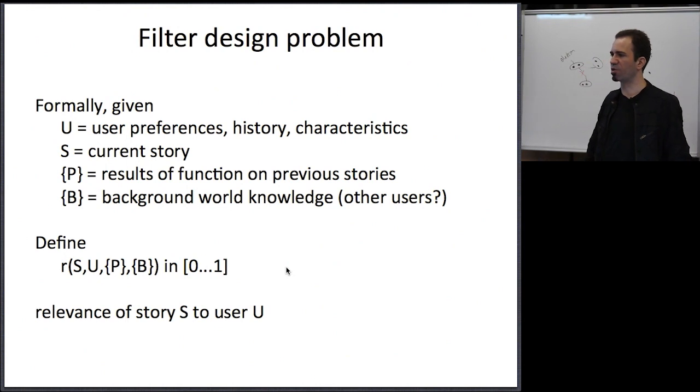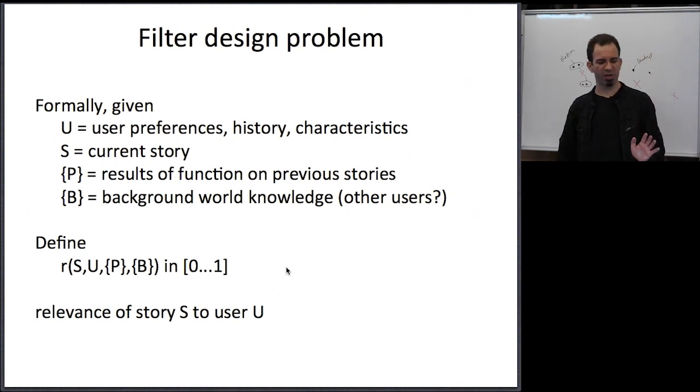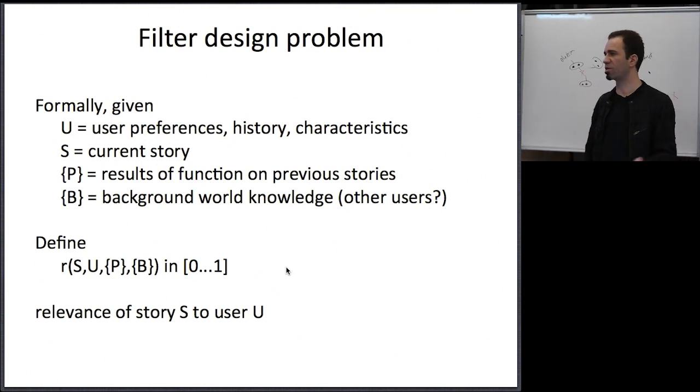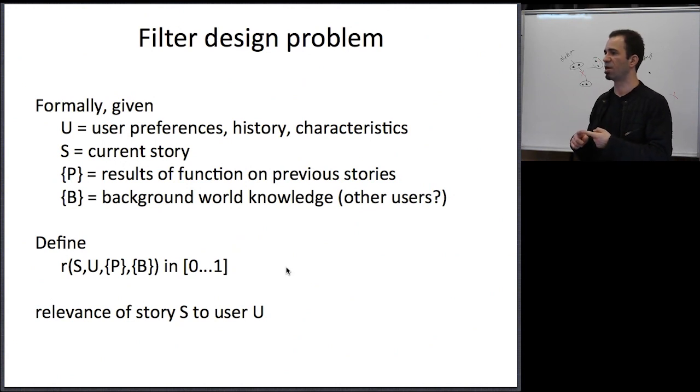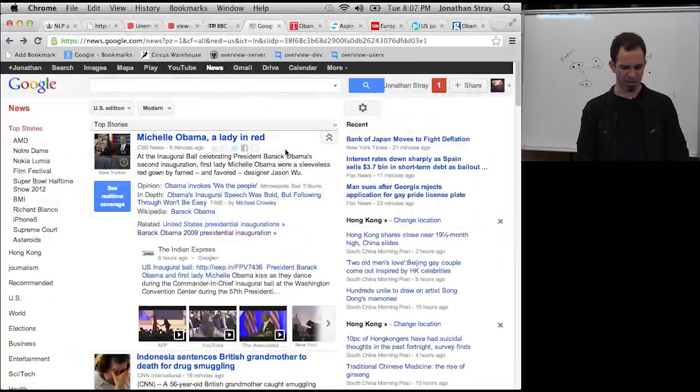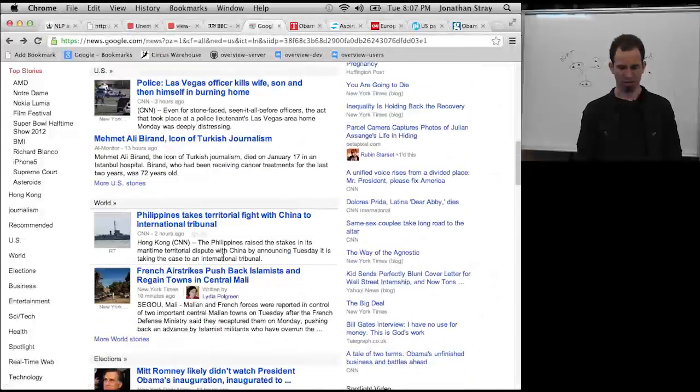And one of the types of background knowledge is, what are all the other users doing? Maybe if everyone is clicking on a story, then you should see it too. And given all of those items of information for each story, return a value which I'll arbitrarily say is between 0 and 1. And then I take every story that I've scraped from the web, I run this function on it, and I return the 10 with the highest value, and that generates this list of stories.